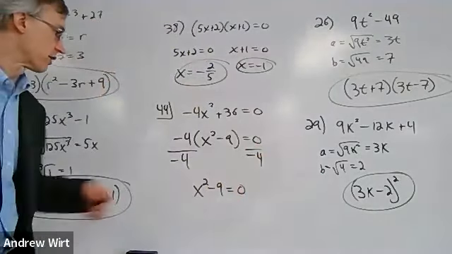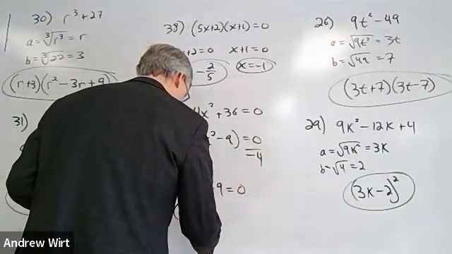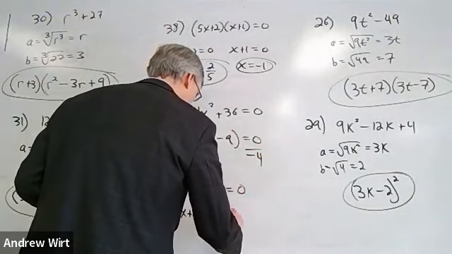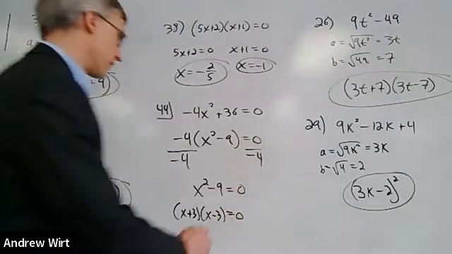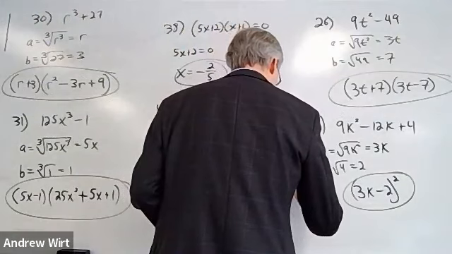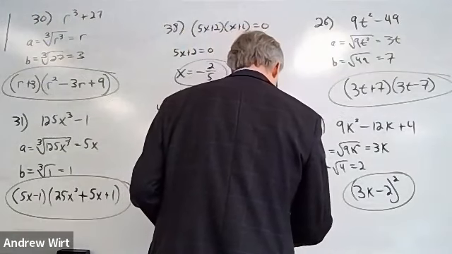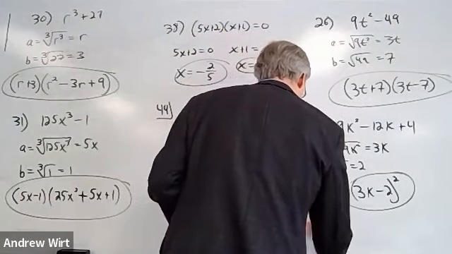Now we have difference of squares, so we can factor this into x plus 3 times x minus 3. Then use the zero factor property to split it up into two separate equations. x plus 3 equals 0, x minus 3 equals 0, so we get x equals negative 3, and x equals 3.